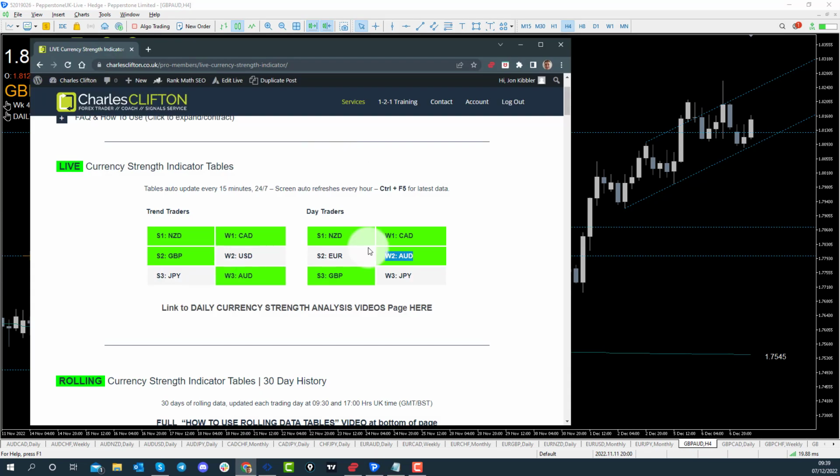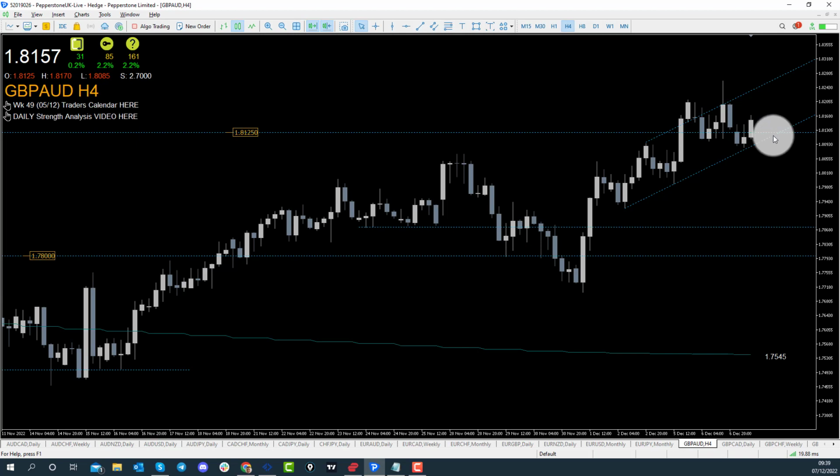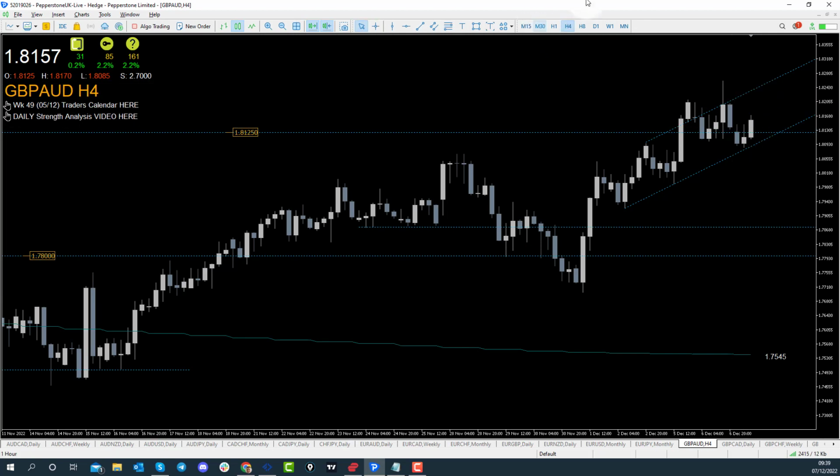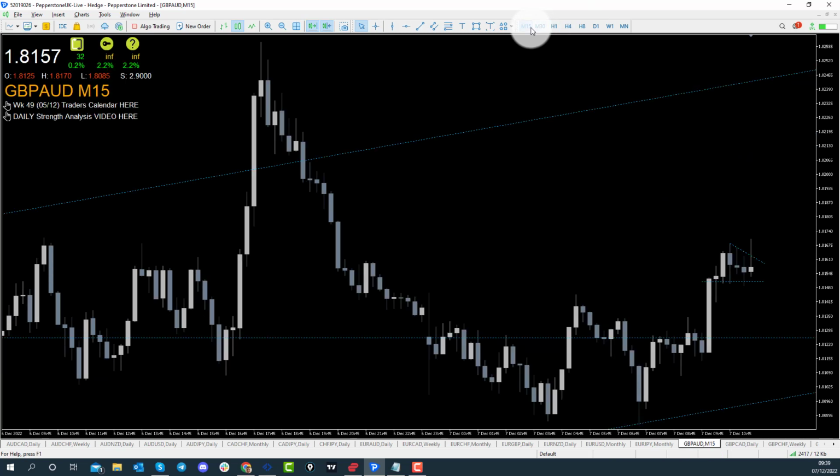That then combined with the fact that the day traders table is showing us pound Aussie long gives us a little bit of confidence to say, well, okay, can we look for that move up to those recent highs? So what I've done is I've dove even lower just to show you what I'm looking at the moment from a technical point of view.